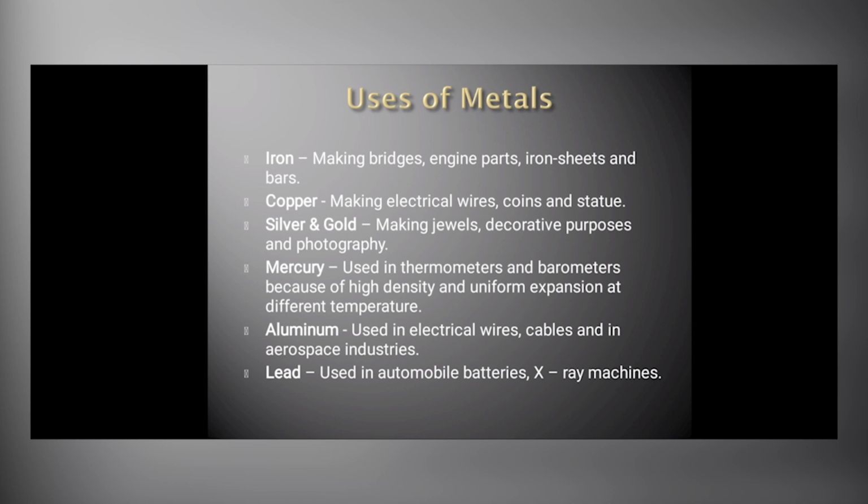Aluminium is used in electrical wires, cables and aerospace industries. Aluminium is mostly used in household electrical appliances. At last, lead is used in automobile batteries and also in X-ray machines.